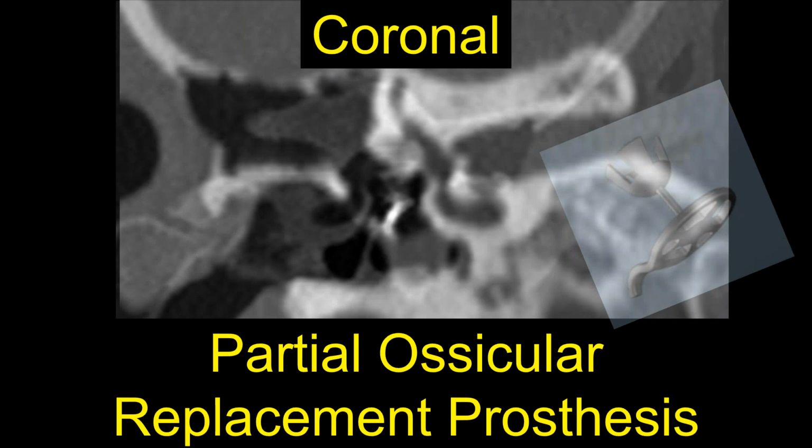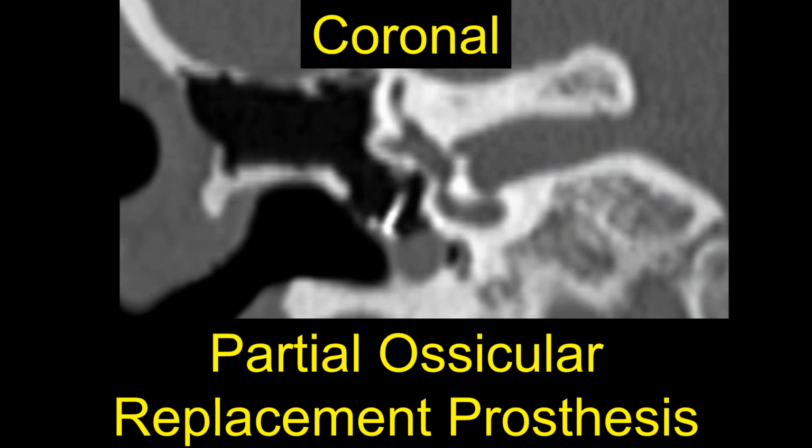So here's another example. So here's a PORP, and it may be difficult to evaluate sometimes. It may often look like the metallic portion of the PORP may not be pointing directly at the oval window niche. So we want to remember that we may not be replacing all of the ossicles in these cases. It may only be a PORP instead of a TORP, a total ossicular replacement prosthesis. In this case, we see the metallic stem going up towards the oval window niche. We may not be able to see the anterior and posterior crura of the stapes very well.